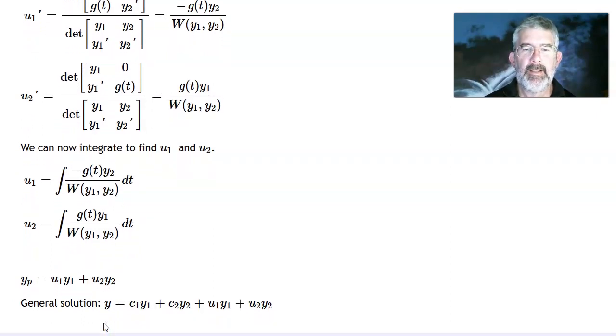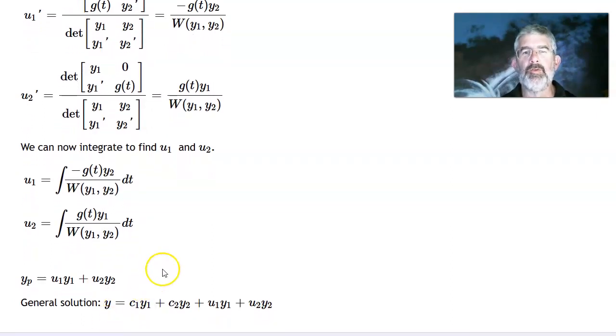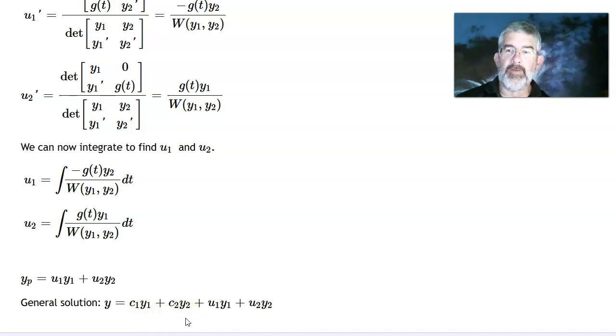And so your general solution to the non-homogeneous equation would be this particular solution that you just found, plus the general solution for the homogeneous equation, which is c1 y1 plus c2 y2. Okay. Now we need to do some examples and show how this plays out with actual functions, but we will do that in the next video.